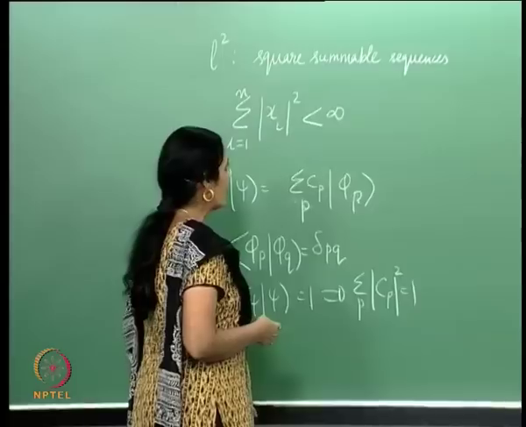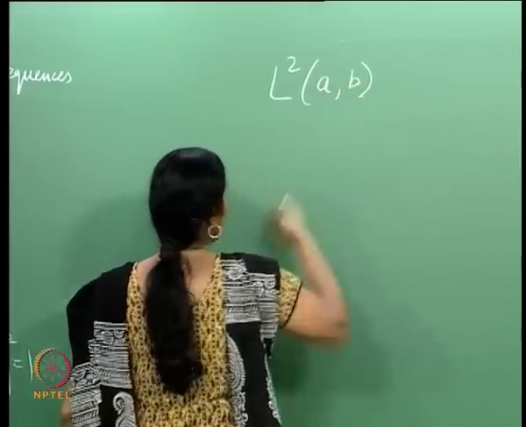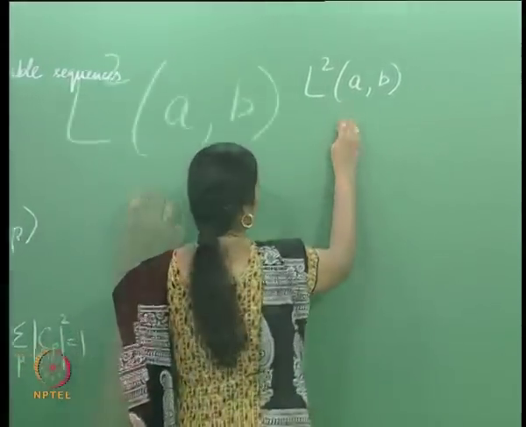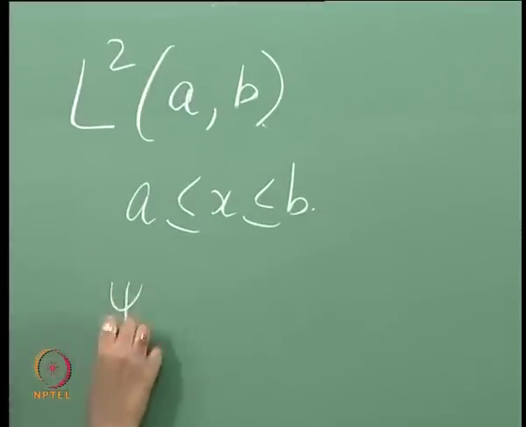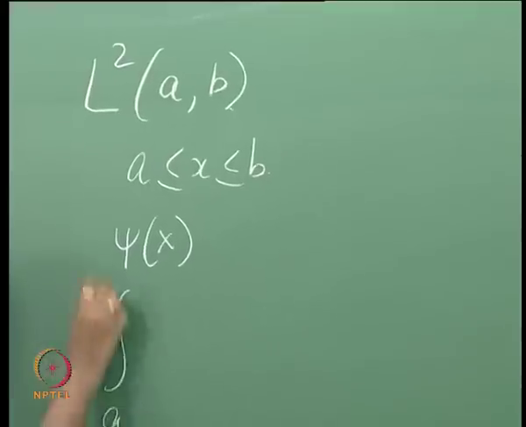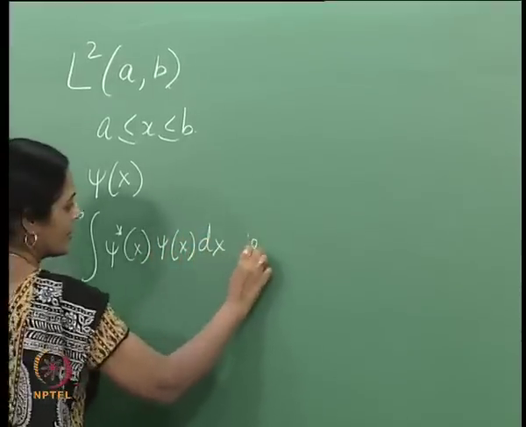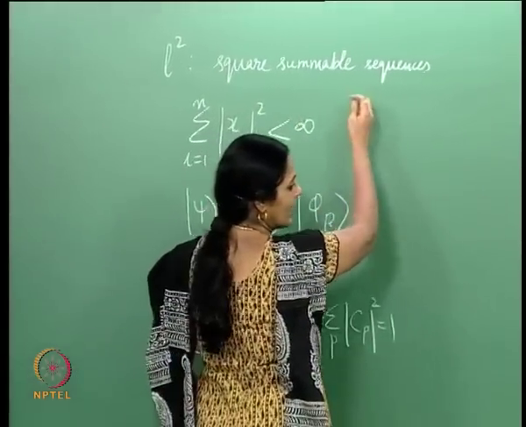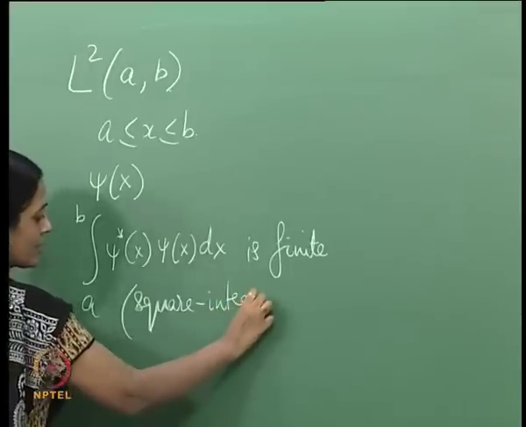I also mentioned another space, which was the space of square integrable functions defined in the region a to b. These would be functions of a real variable x, and if they are square integrable functions psi of x, they would satisfy the integral of psi star of x psi of x dx is finite, and a and b could well be minus infinity and infinity respectively. So, this is a kind of direct extrapolation of a square summable sequence. These are square integrable functions of x.